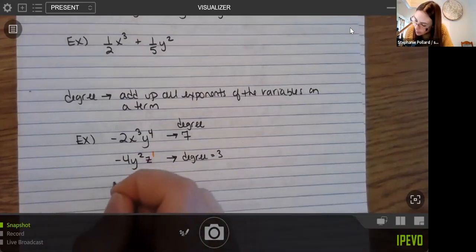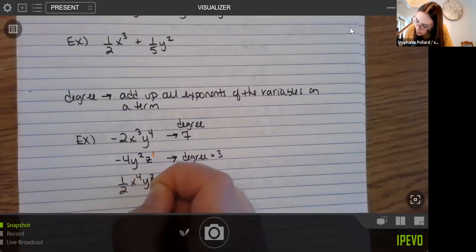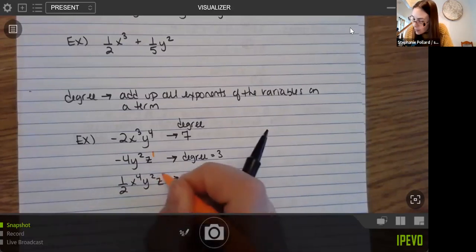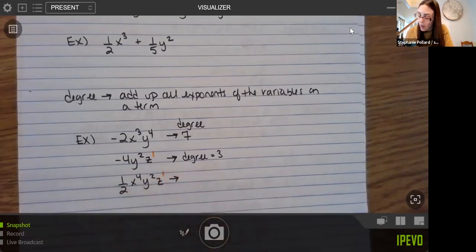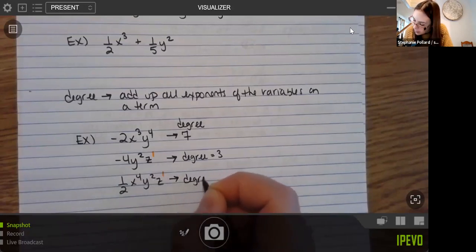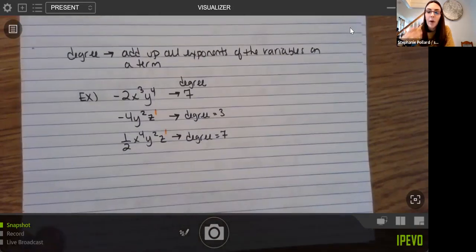Or we'll do one more. Maybe I have 1/2 x to the fourth y squared z. Here I have 3 variables. That's absolutely fine. We can add up all exponents. 4 plus 2 is 6, plus 1 is 7. So very similar concept, but we're adding up all the exponents on the variables.